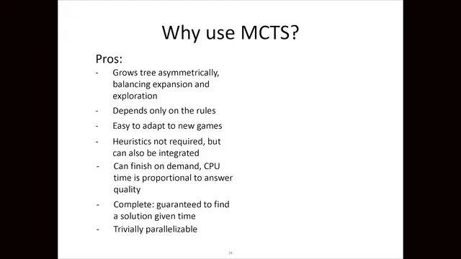Okay, so first of all, the pros are that it actually does the thing that we want it to do. It grows the tree asymmetrically. It means that it doesn't explode exponentially with the number of moves that we're looking into the future, and that it selectively grows the tree towards the areas that are most promising.